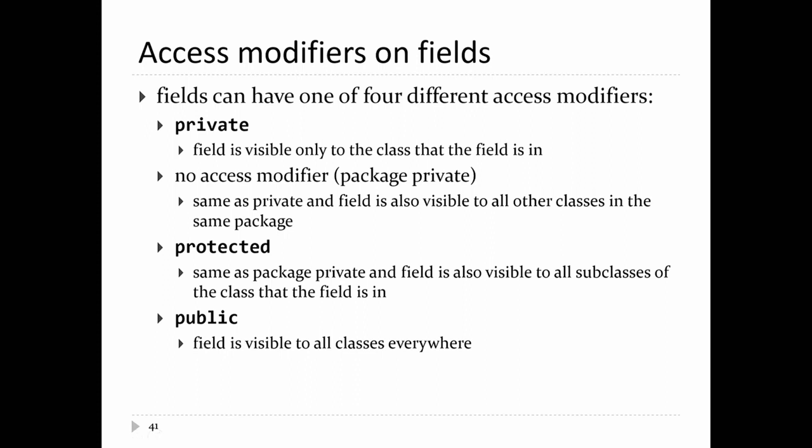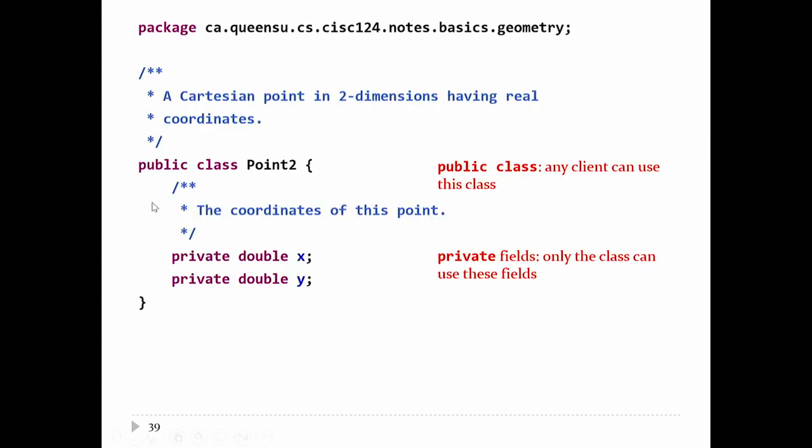So if you have a public field, sorry, let's back up here. If x and y were both public, then someone can make a Point2 object called p, and then they can write p.x equals something and p.y equals something. So public fields give other classes direct access to the fields.